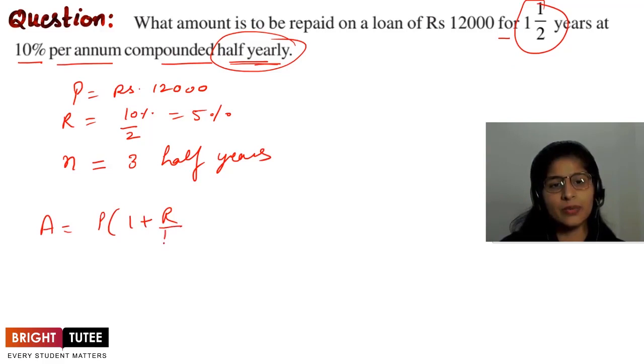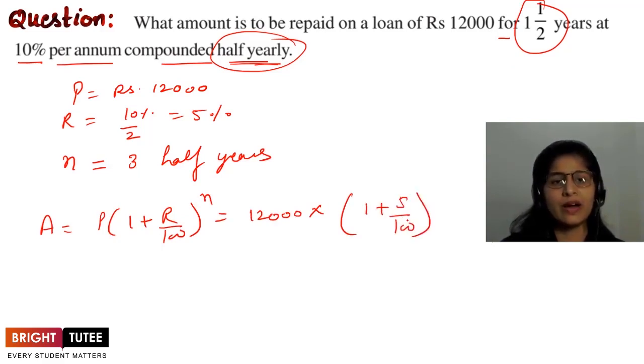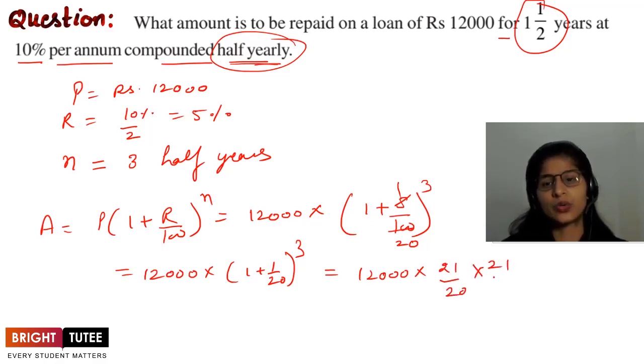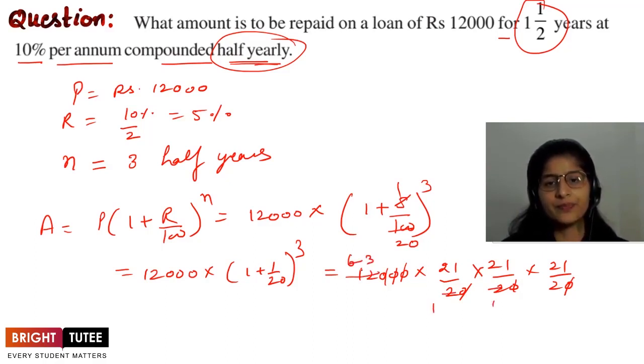So let's calculate the amount. Principal into 1 plus rate upon 100 to the power n. Principal is 12,000 into 1 plus, what is the rate now? 5 upon 100 to the power n. N here will become 3. So we'll have 12,000 into 1 plus 1 upon 20 to the power 3, and 12,000 into, when we take LCM as 20, 20 plus 1 becomes 21 upon 20, and it is power 3, so 21 upon 20, 21 upon 20. Clear? The zeros will get cancelled, all 3 zeros. Let's cancel with 2. 2 sixes are 12, 2 threes are 6.